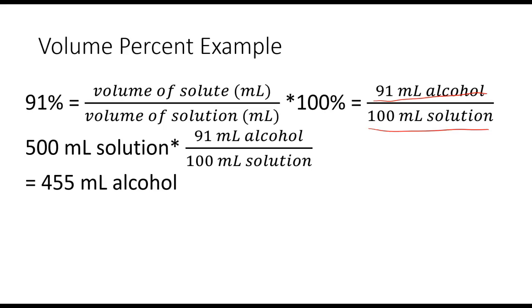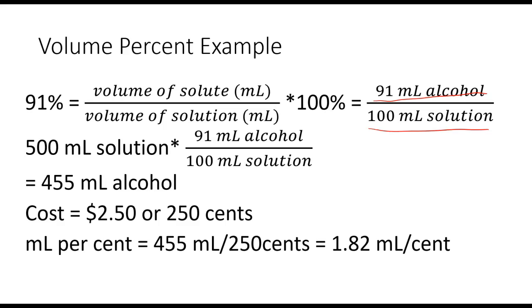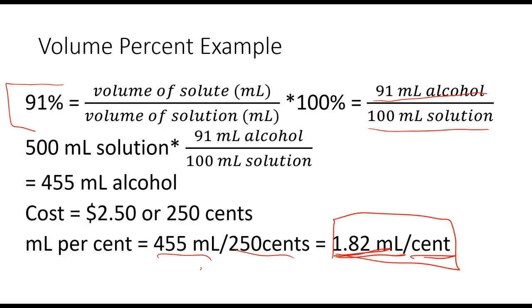I'm just going through the concept here, because this is like the type of calculation you might do quickly in the grocery store or when you're trying to buy things online. The cost is $2.50, or 250 cents. So if I calculate out the milliliters per cent, I have 455 milliliters for every 250 cents, so 1.82 milliliters per cent. That is more isopropyl alcohol, 1.82 milliliters for every cent that I spend. So I'm going to go ahead and choose that 91% bottle.